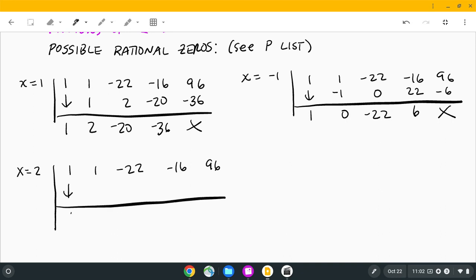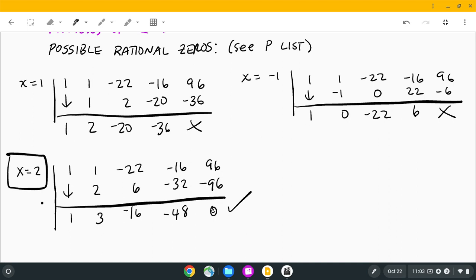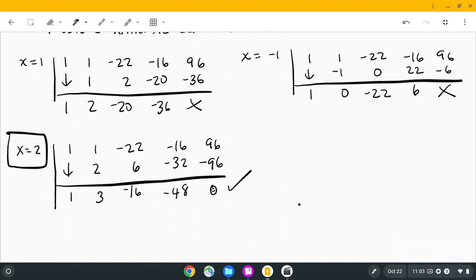Okay, so let's bring down the 1. We get 2, 3, 6. What is this? Negative 16, negative 32, negative 48. We found one, negative 96. So here is our first 0. All right, so happy 0, right? Okay, so here is our first 0 or solution, x equals 2.